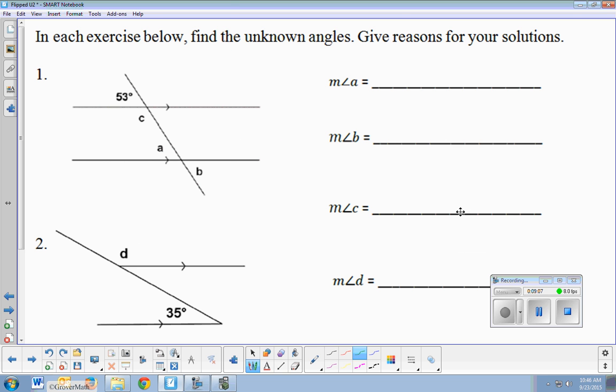I have a couple more challenging ones. I'm going to find all of these angles here. All right, so 53. First of all, that's corresponding with this 53, so angle A is 53 degrees. And these two are supplementary because they form a linear pair there. And these two are supplementary because they're same side interior. So they add to 180, so that's going to have to be 127. So angle C is 127 degrees. And this B is also 53 degrees because it's vertical with A. That's another 53 degrees.